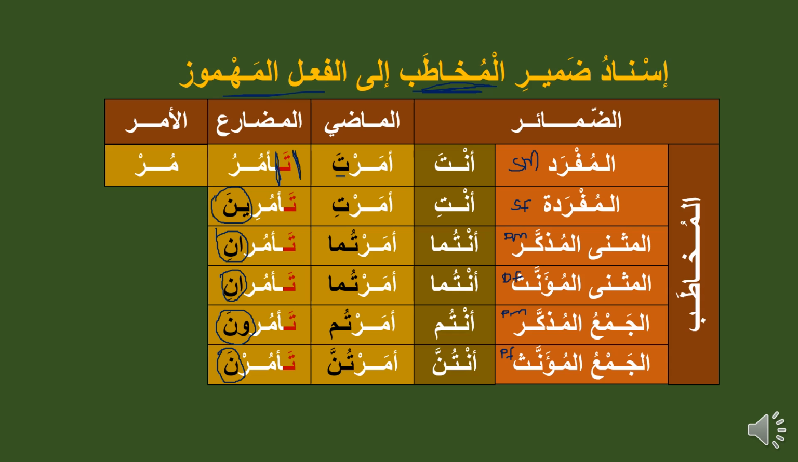You are ordering the person you are addressing to order. You are commanding someone with the amur, with the imperative verb. And what does the commandment entail? You are commanding the person to command another person. So mur. The prophet is commanding the parents to command their children to pray. "Muru awladakum bisolat." So mur, command.